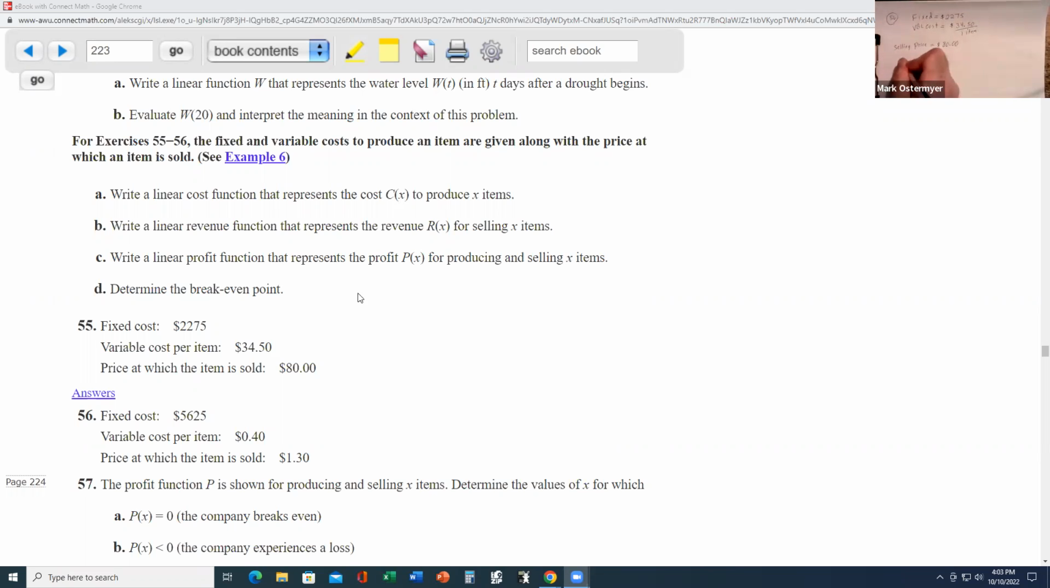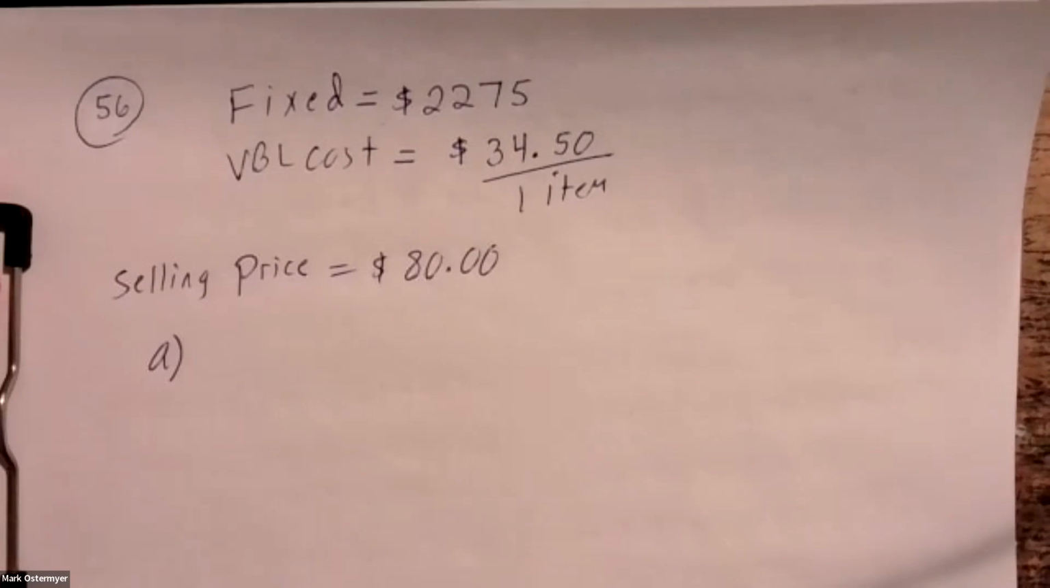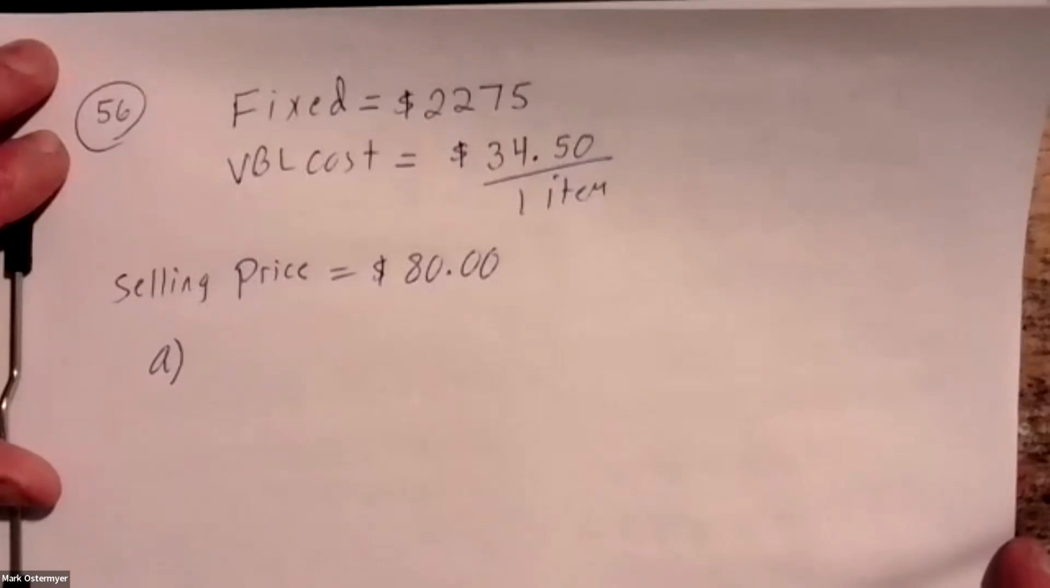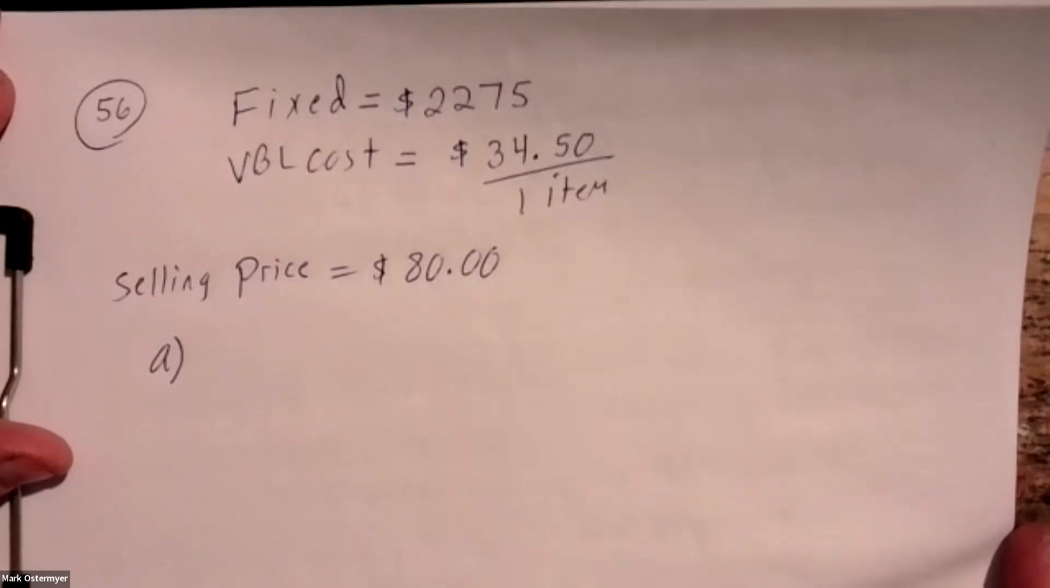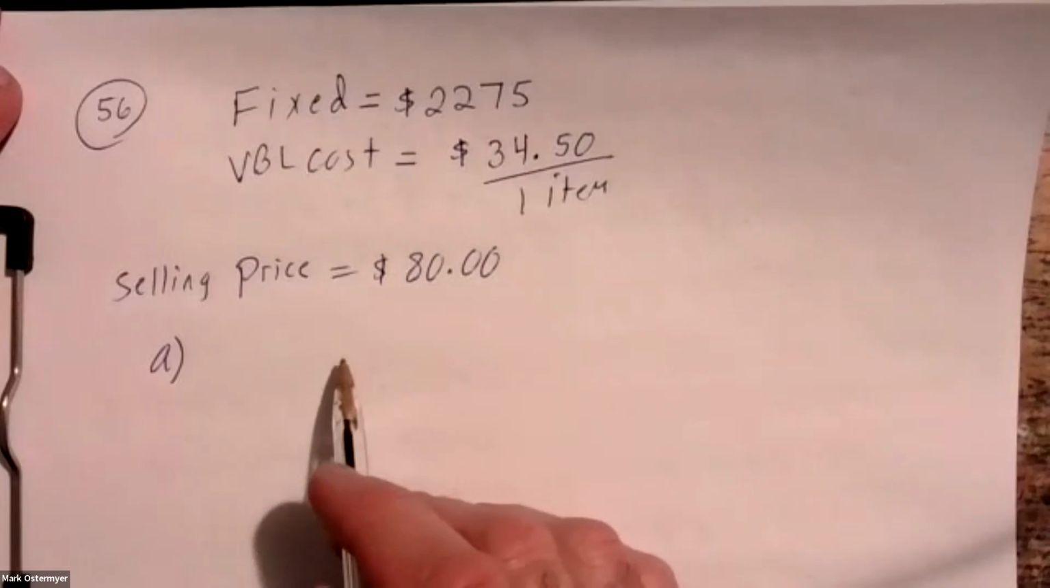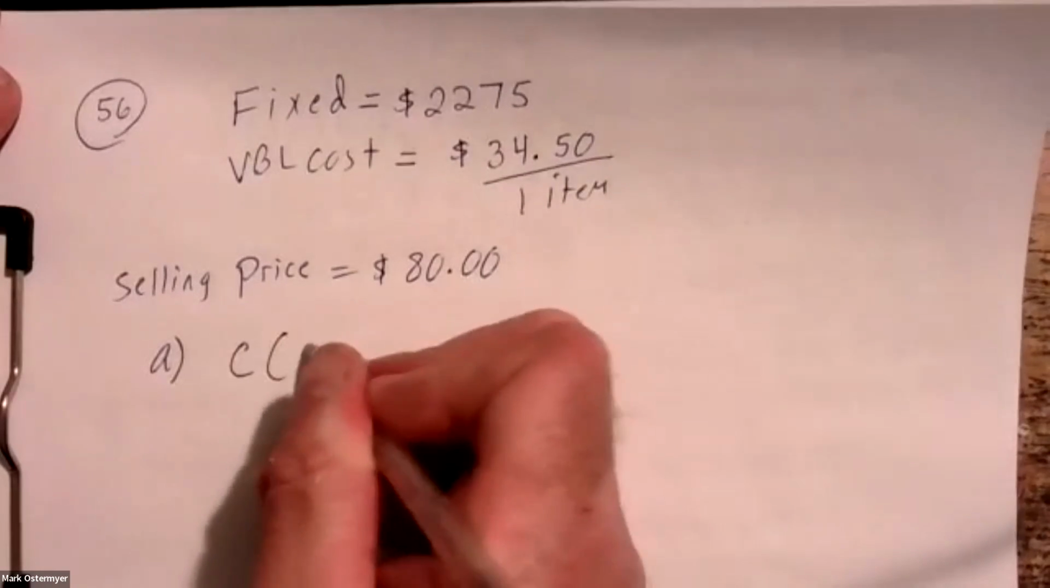Now for part A of this question, they want us to write a cost function that represents the amount it's going to cost to produce X items, whatever these items are. Fill in the blank. They could be computers, baskets, straw baskets, hats or shirts, or whatever we're selling. It doesn't matter. So what would be my linear cost function?